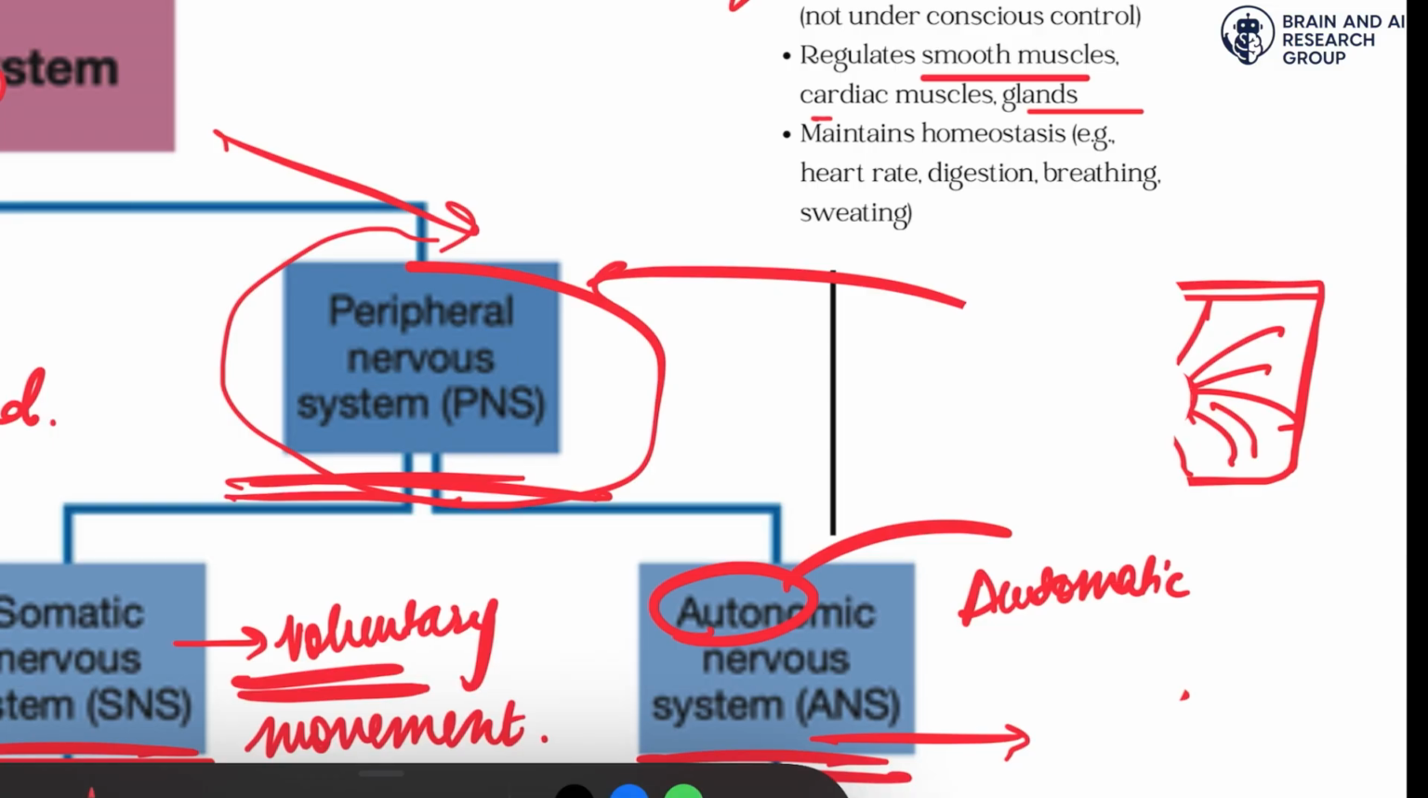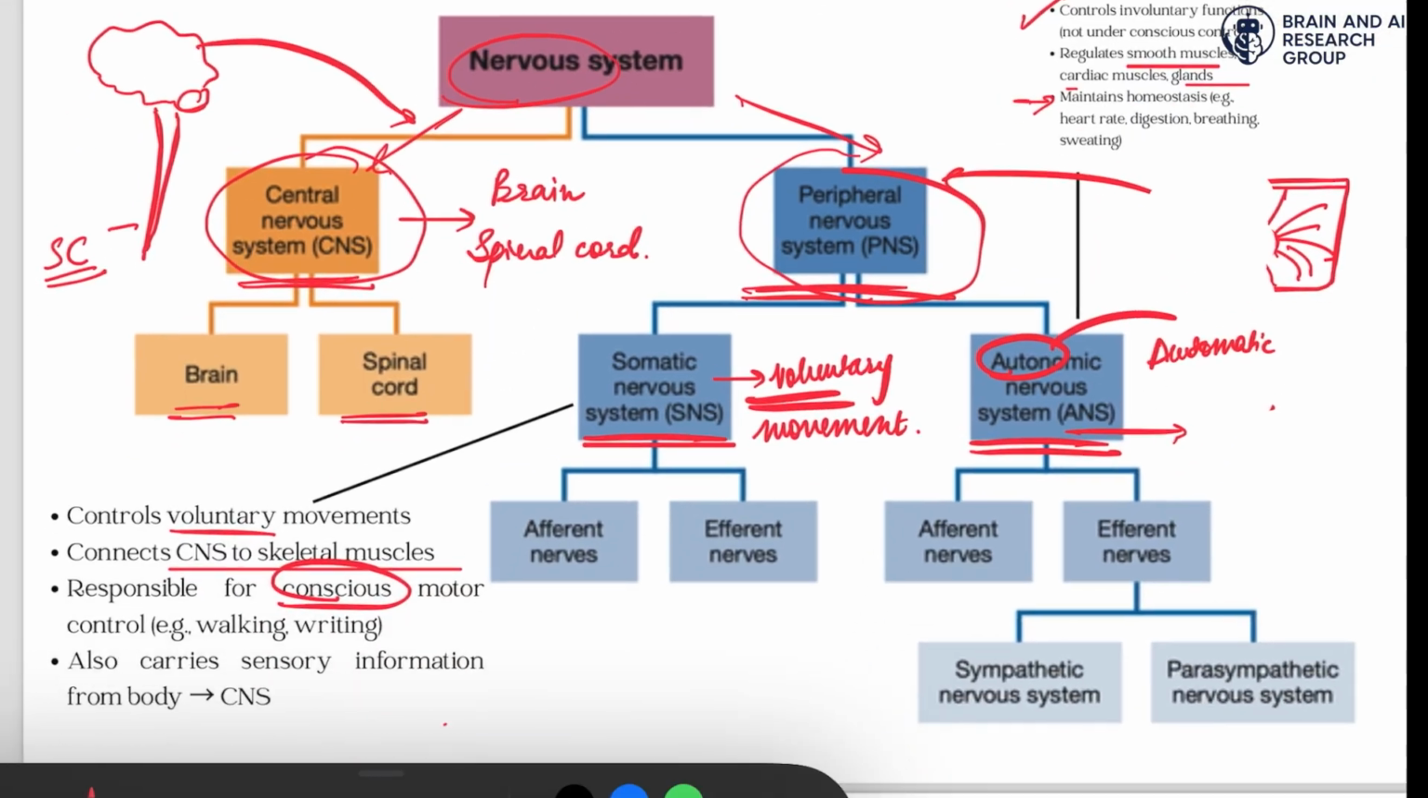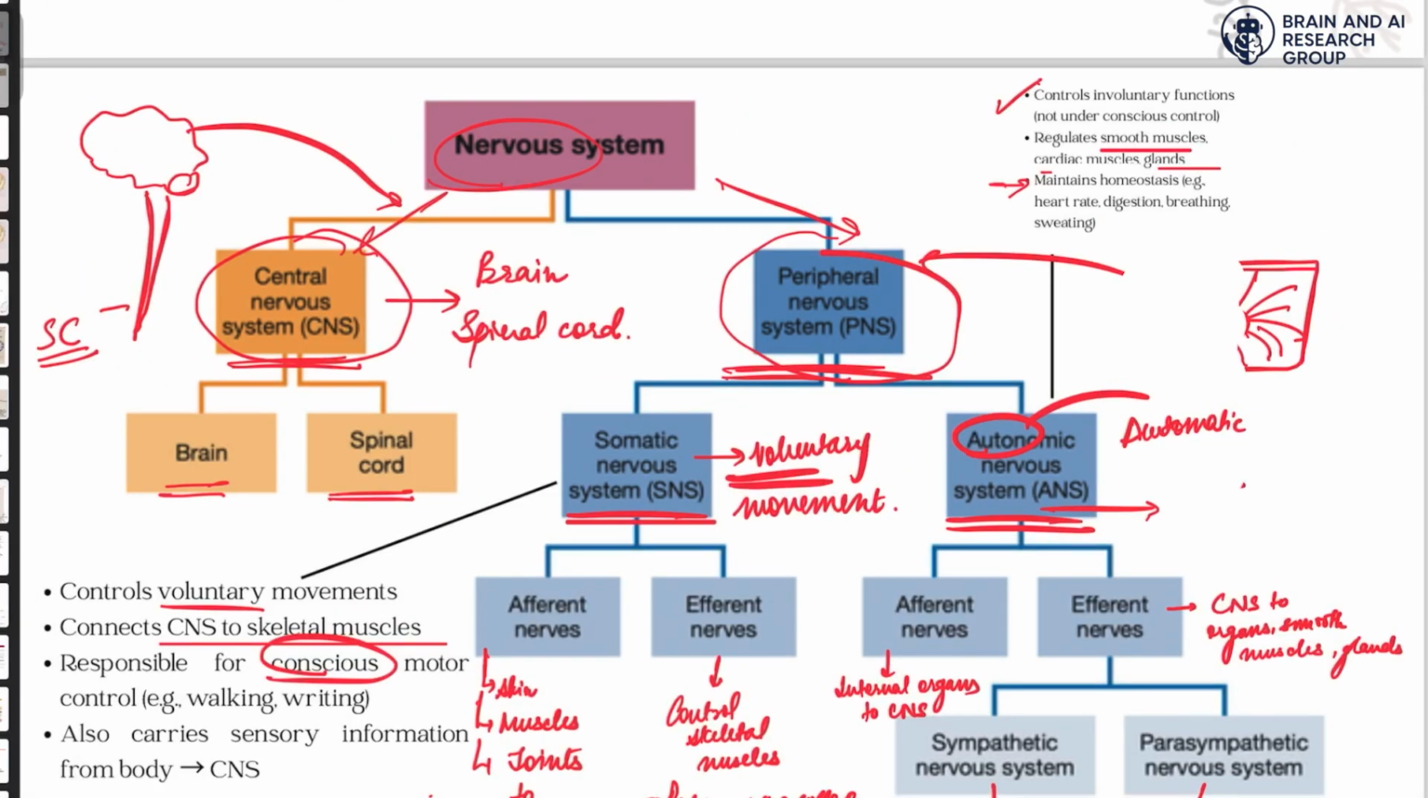It maintains the homeostasis, your heart rate, digestion, breathing and sweating, so that your body stays composed and at a certain temperature so that you can function properly. Alright, then comes the further bifurcations. So coming to the sub-bifurcations now for both the somatic nervous system and the autonomic nervous system.